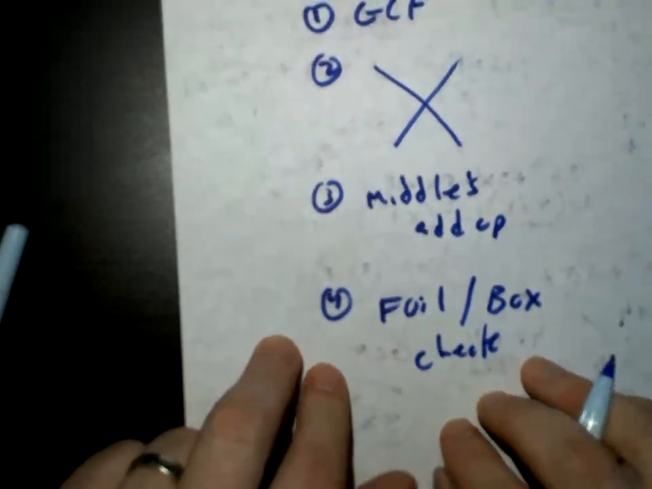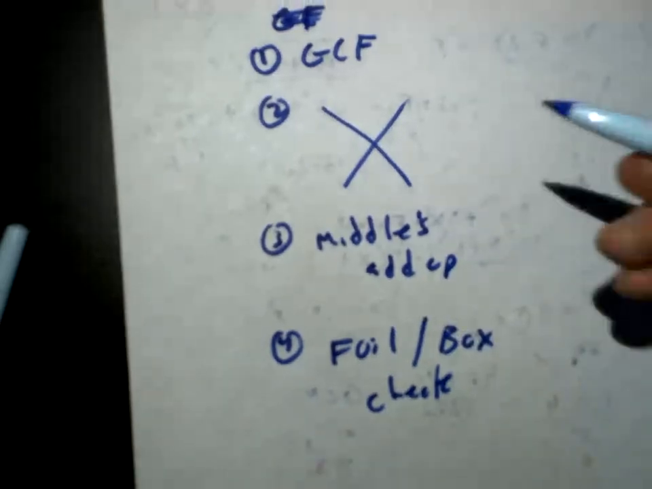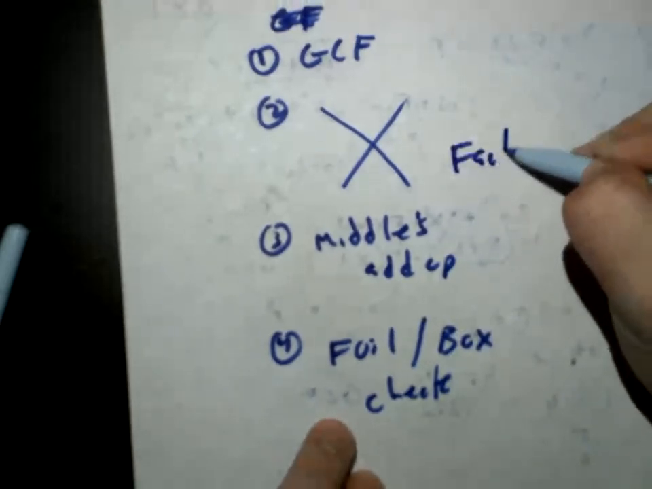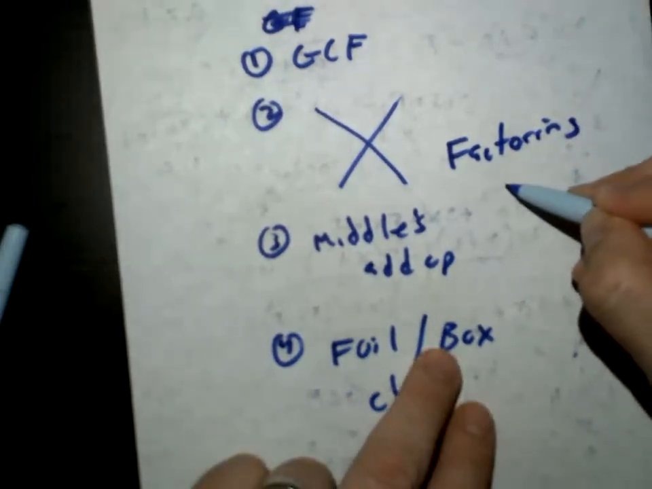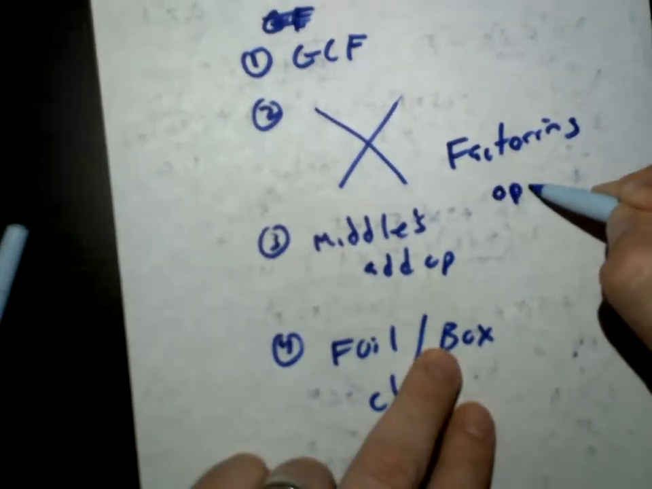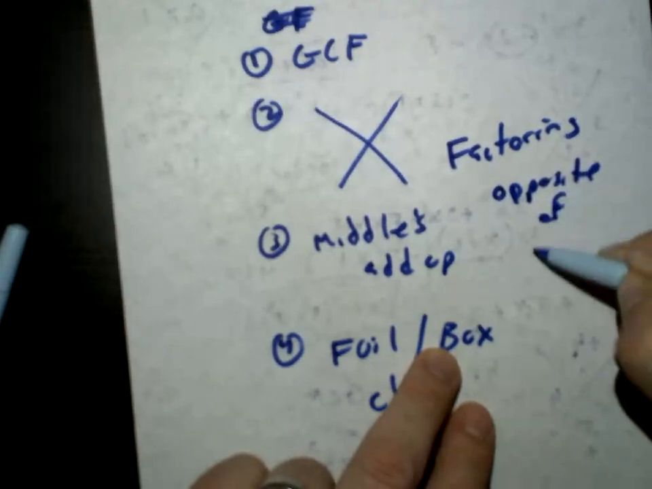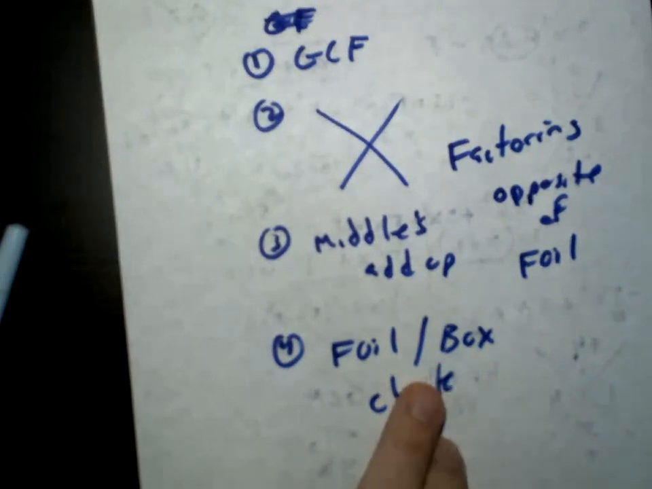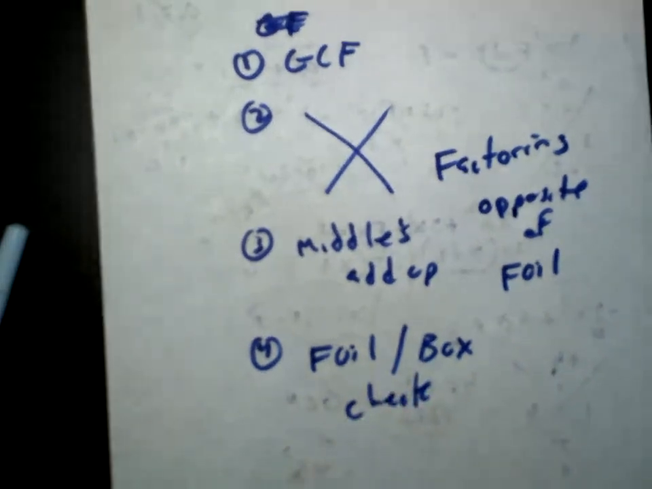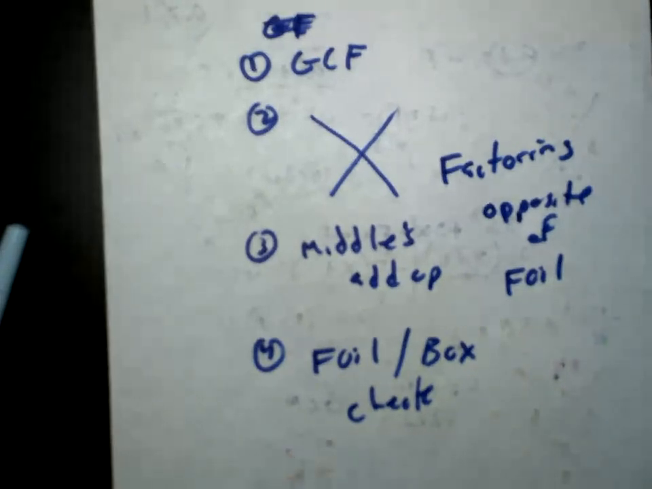The reason I would do that is because I want to make sure that this process works, because factoring is really the opposite of foil. That's all it is. You're just going backwards. And foil is actually easier. Factoring involves a lot more cumbersome stuff.